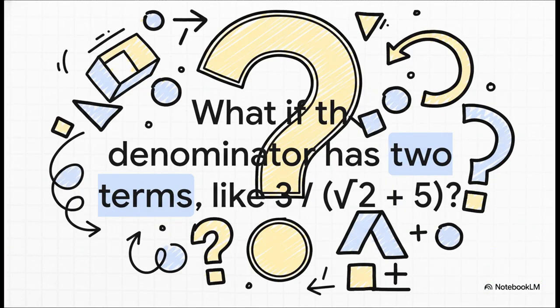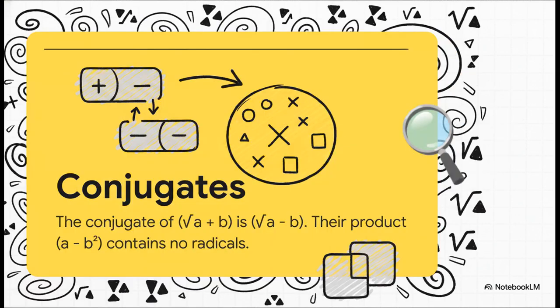Okay, that's pretty easy for a simple denominator. But what if the basement's a little more crowded? What if you have something like this, with 2 terms down there? For this, we bring in a special tool called the conjugate. It sounds fancy, but it's super simple. You just take the 2 terms in the denominator and flip the sign in the middle. The magic is what happens when you multiply them together. It's based on the difference of squares pattern you might remember from algebra, and it makes the radicals totally vanish.